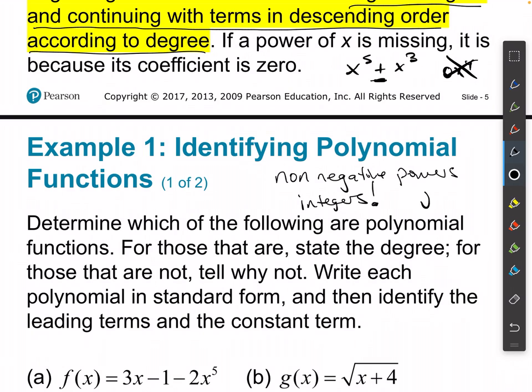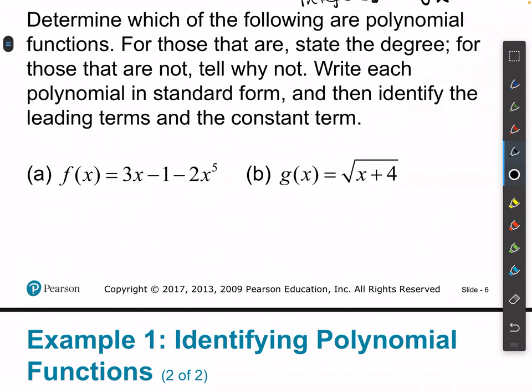And we remember that if we have something like the square root of x, I don't know if you guys remember this, but this is the same thing as x to the 1/2 power. Therefore, anything that has a radical is not going to be a polynomial function because it does not have an integer or a whole number power.